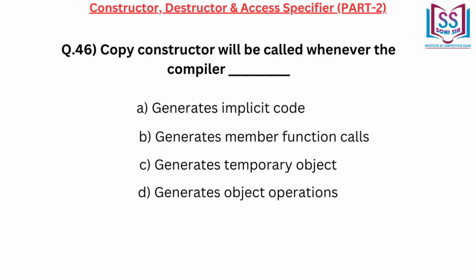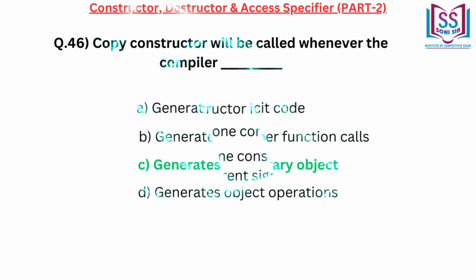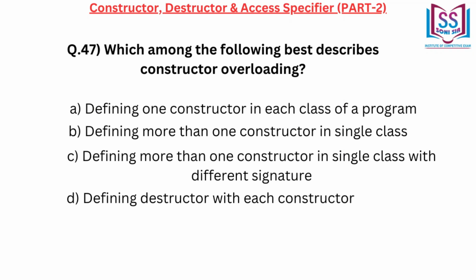Copy constructor will be called whenever the compiler dash. A. Generates implicit code. B. Generates member function calls. C. Generates temporary object. D. Generates object operations. Correct answer C. Generates temporary object.